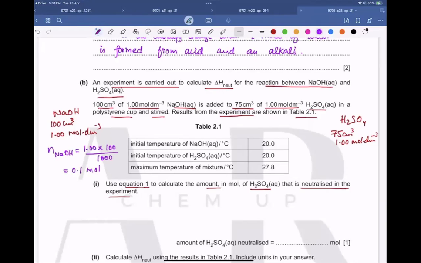Can anyone confirm me, please? And for sulfuric acid, it's 1.00 times 75 over 1,000. So I think it's 0.075 moles. Can anyone confirm it, please?